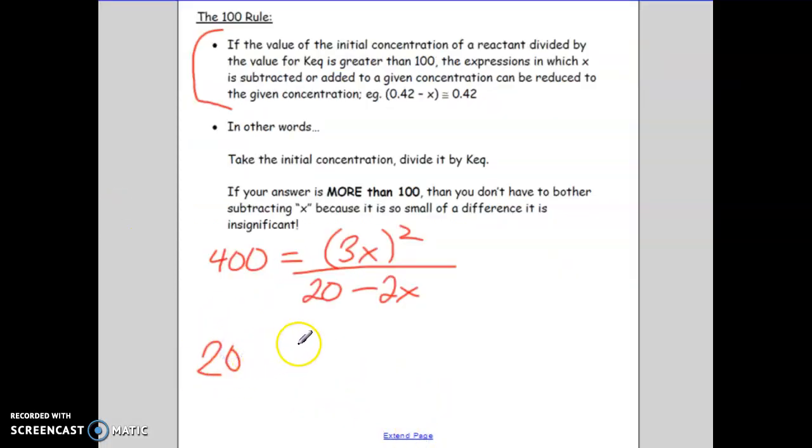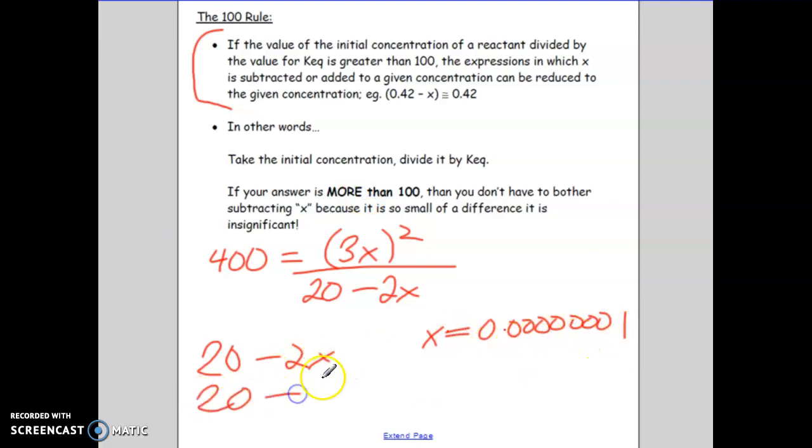So let's say we had 20 minus 2x, and let's say we solved that x was equal to 0.000000001. Even if you were to multiply this by 2, 20 minus 0.000000002, guess what? You're going to get 19.999999998.